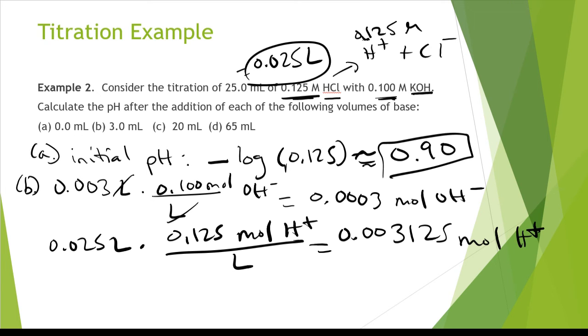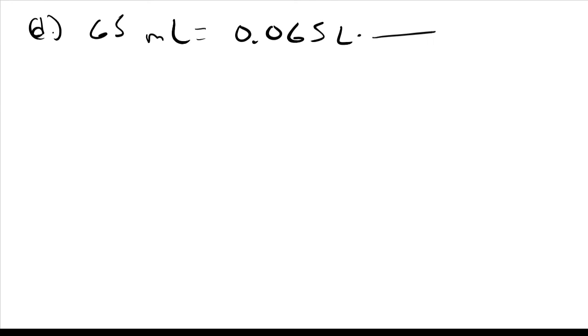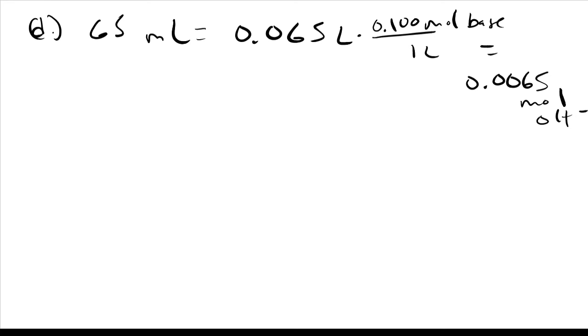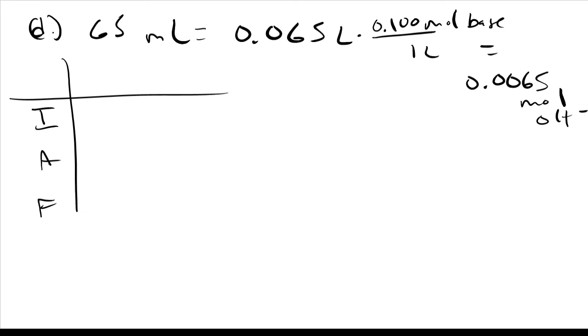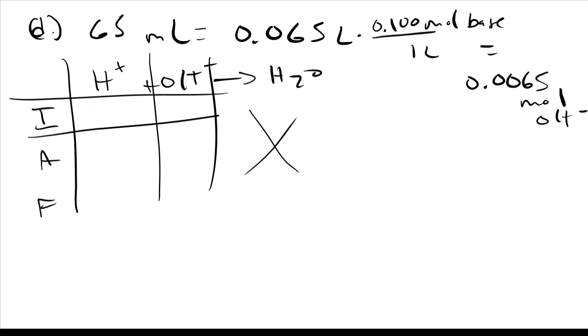Not too bad. And then we're going to part D, which is 65 milliliters, which is 0.065. Again, convert that to moles using the concentration of base. And you get 0.0065 moles of OH minus. So far so good, it's pretty easy. So you have your IAF here, same idea. Sorry, this is going a little slow.